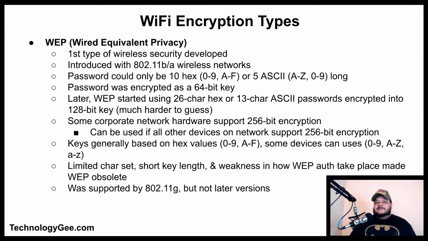WEP was the first type of wireless security developed. WEP was introduced with the 802.11b and 802.11a wireless networks. When WEP was first introduced, the password could only be 10 hexadecimal characters, the numbers 0 through 9 or capital letters A through F, or 5 ASCII characters. The password was encrypted as a 64-bit key.